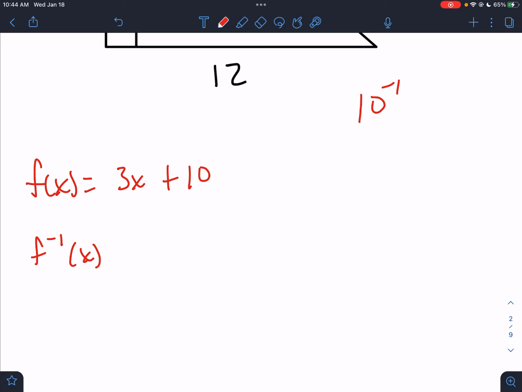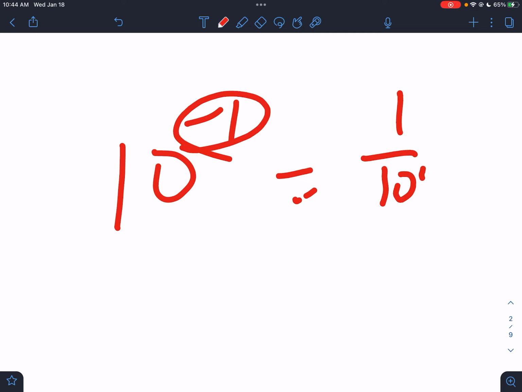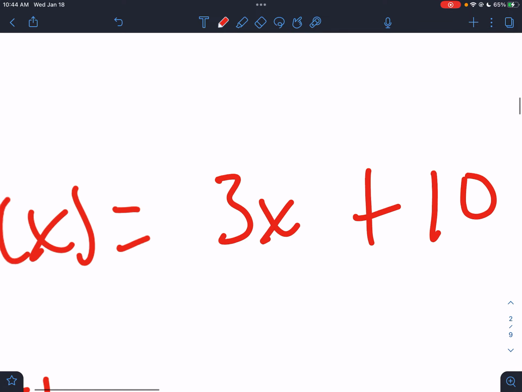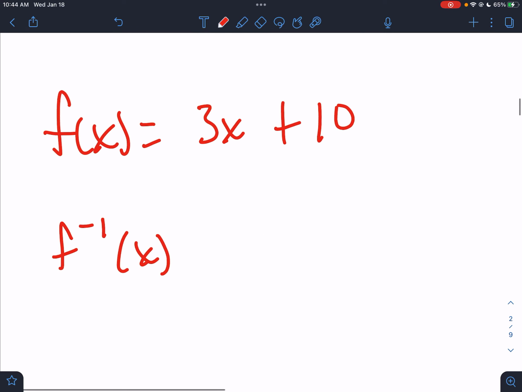Well, if you see 10 to the -1, this means the reciprocal of 10 to the first. That is an exponent in that context. But here, in this context, it means the inverse of f of x. So just so you know. All right. So how do you undo 3x plus 10? Well, you would have to first subtract the 10 and then divide off the 3.